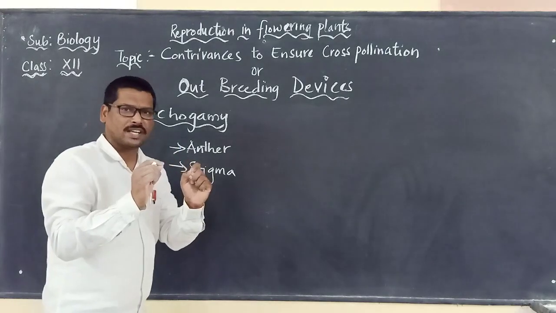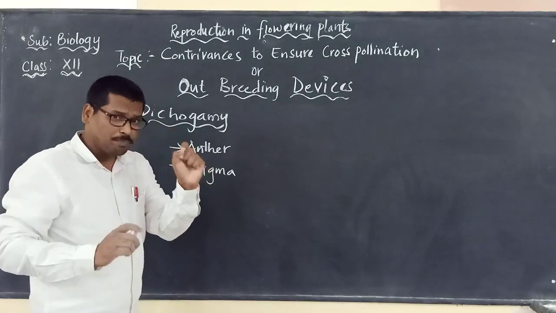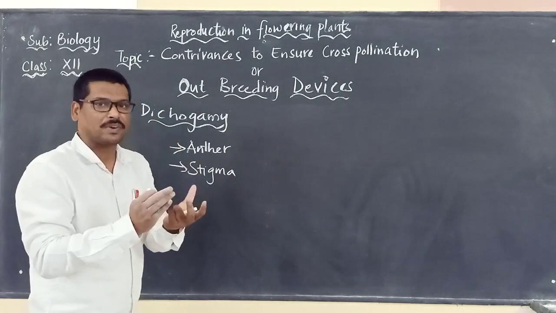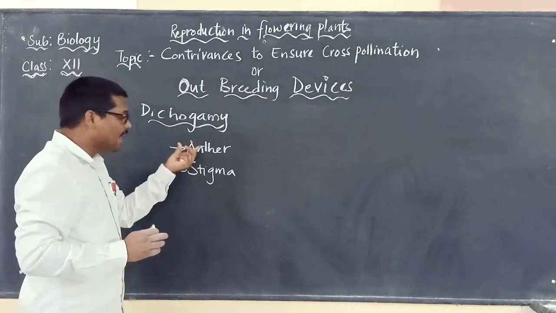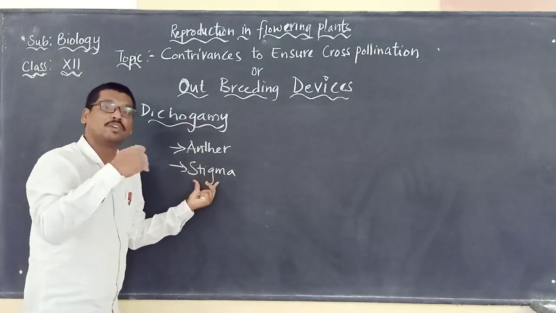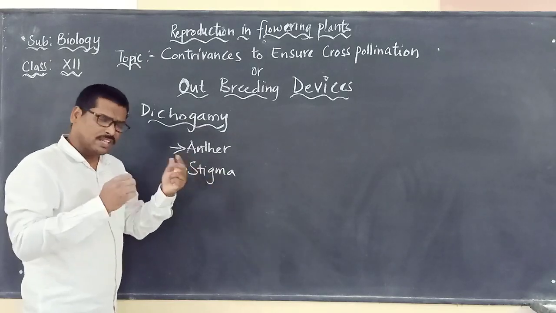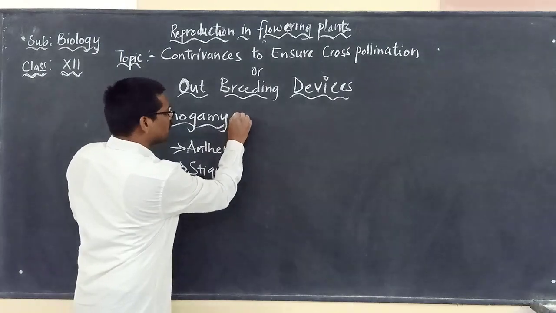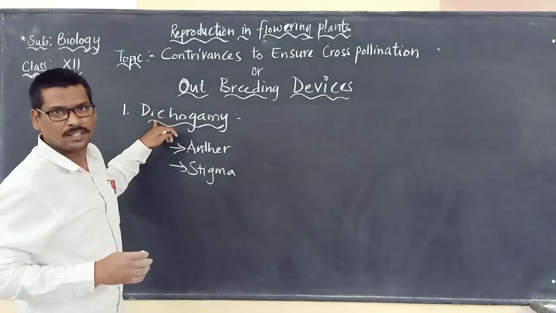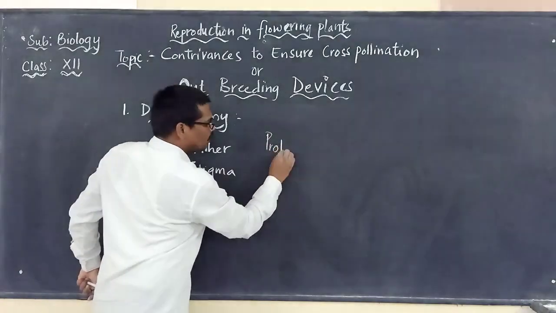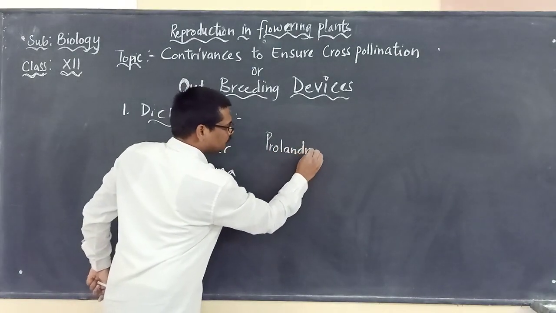So in a very simple sense, we can say that self-pollination is not possible in some plants or in some flowers, because the anther will mature at one point of time and then the stigma will mature. So there are two terms that we have to keep in mind here when we talk about dichogamy. One is called protandry.